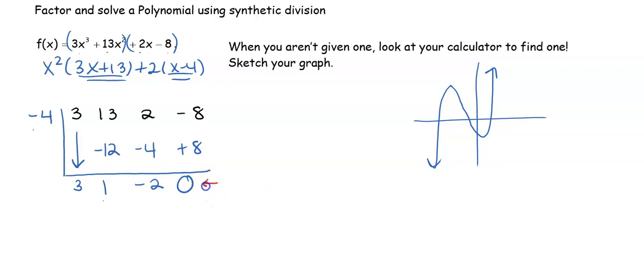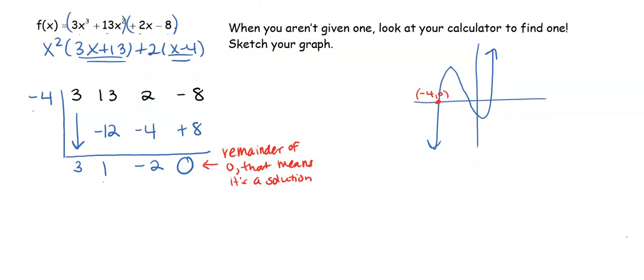When we have a remainder of 0, that means it's a solution. And that's what we were looking for, we were hoping. So that tells us that we have a solution there at negative 4. That's good. That's what we wanted. So we need to continue to factor, because remember, we want to get our equation in factored form. We're expecting to find 3 total solutions.